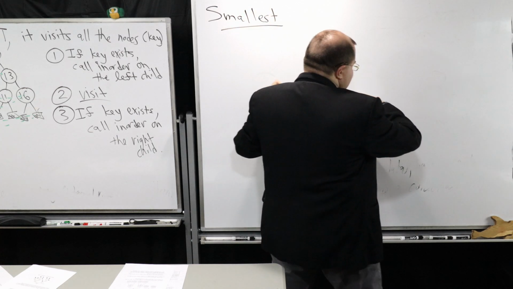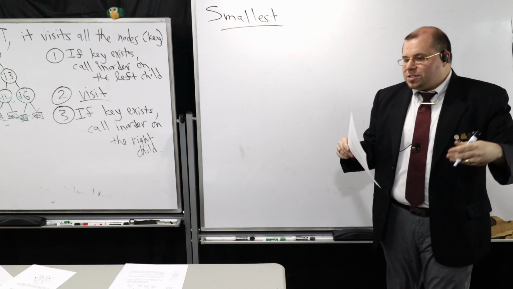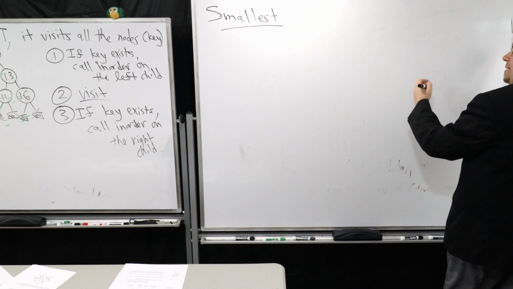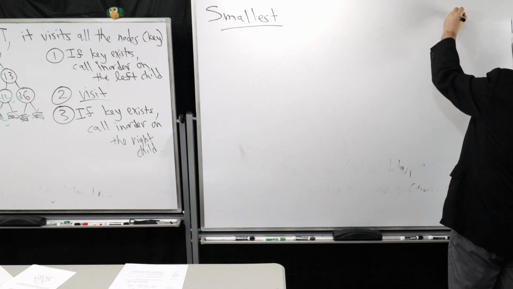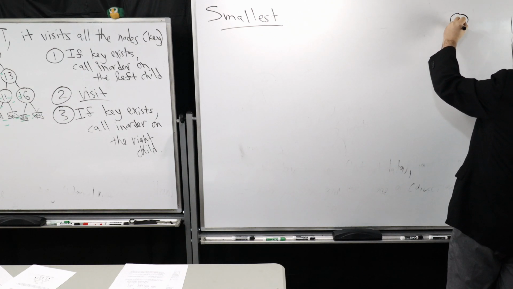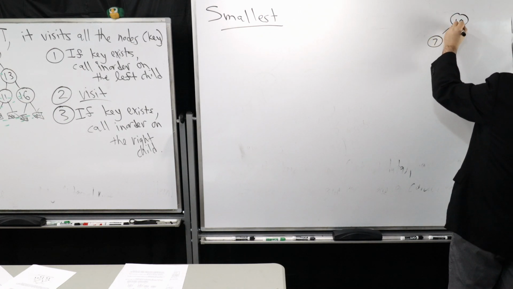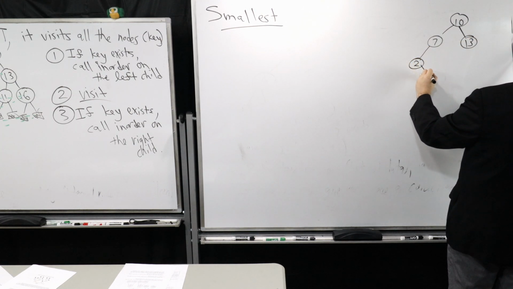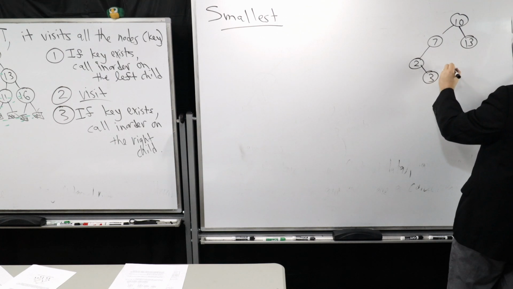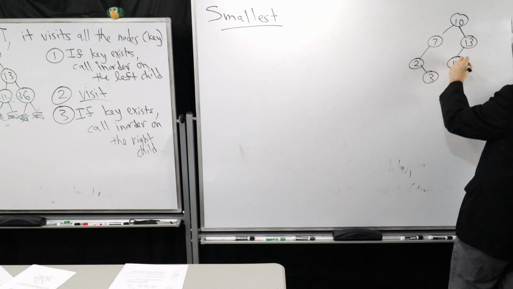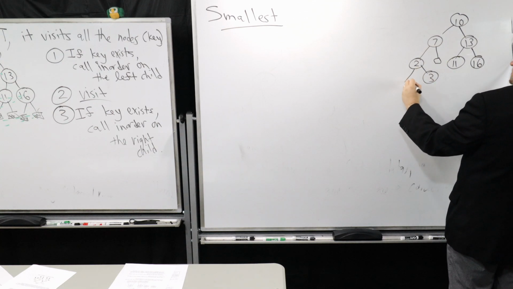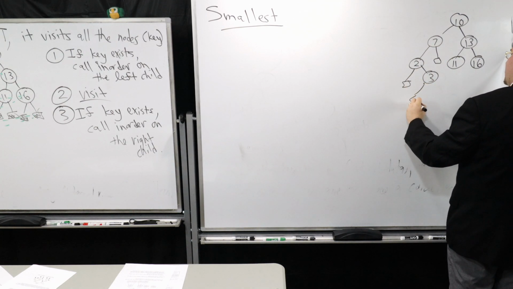So, let's talk about the smallest. I'm going to draw out a binary search tree. Actually, I'm going to use the same one I have over there. So I got 10, 7, 13, 2, 3, and I'm going to have 11 and 16 just like before. It's the exact same tree I had over there on the left board.